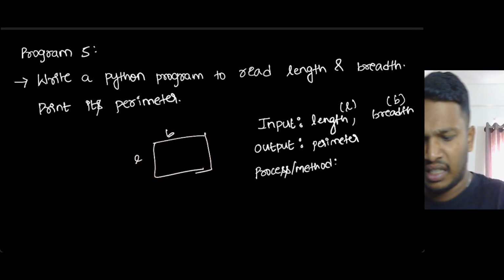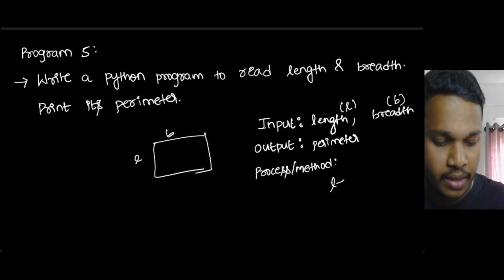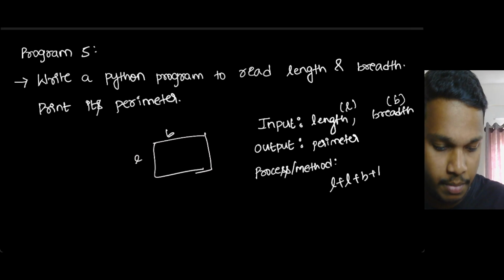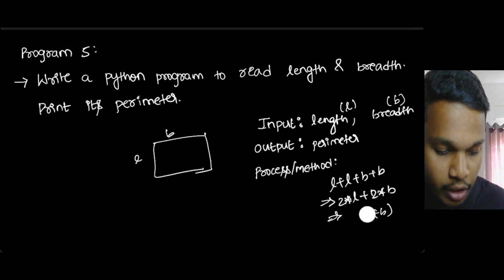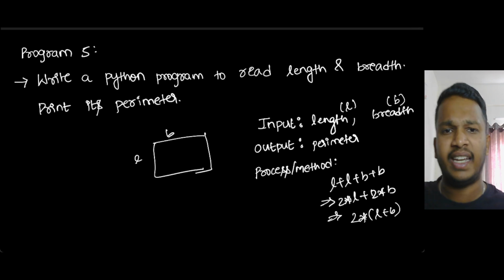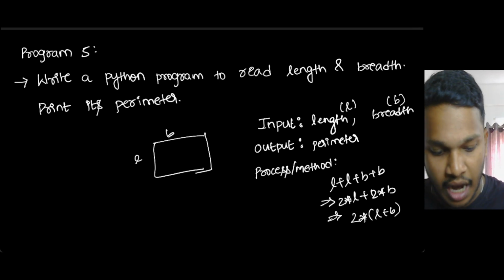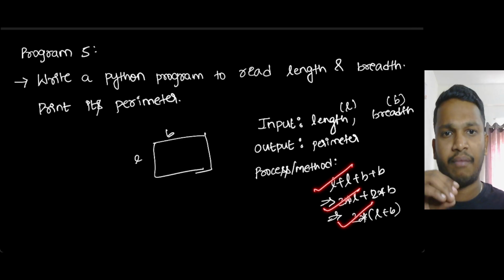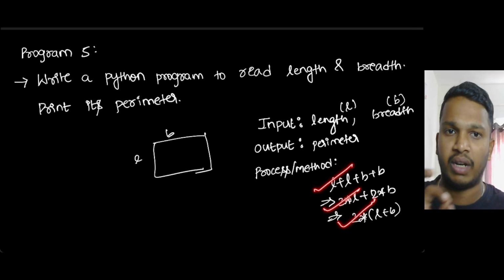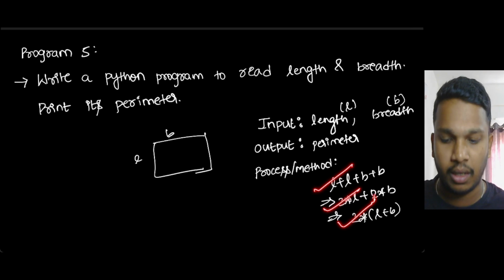That is the method. What is the perimeter formula? L plus L plus B plus B. Or else, how can I write it? 2 star L, 2 times length, plus 2 times breadth. Or else, if I take 2 common, 2 into (L plus B). In computer language, I can write 2 star (L plus B). You may use any of these, and everyone will get the same answer. Okay, happy? Now let's see.